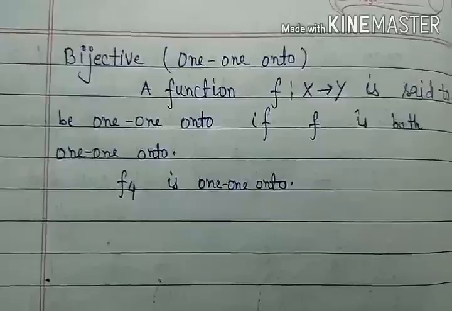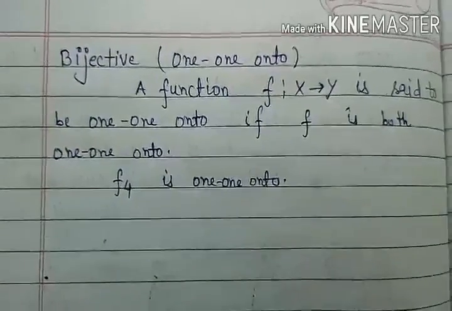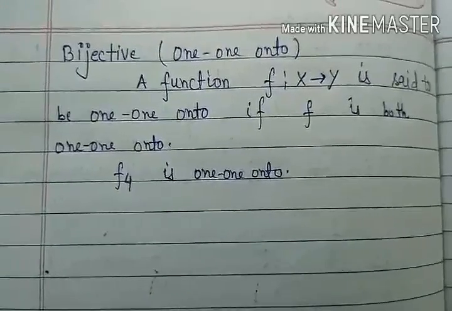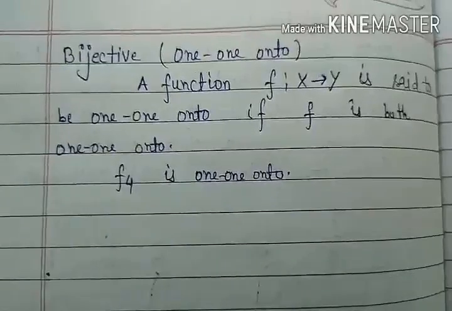This is the definition of a bijective function. A function f from X to Y is said to be one-one onto if f is both one-one and onto. F4 is one-one onto as I have shown you.